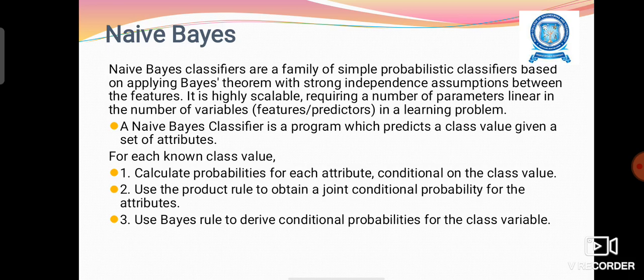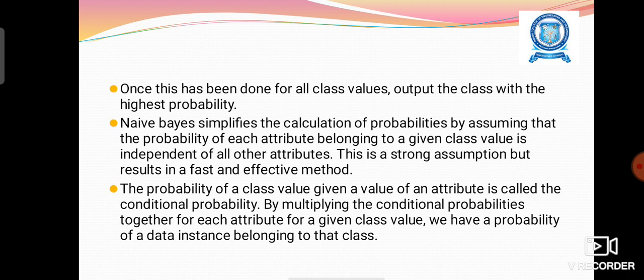For each known class value, it will calculate the probabilities of each attribute conditional on the class value, then use the product rule to obtain the joint conditional probability for the attributes, and use the Bayes rule to derive conditional probabilities for the class variable. Once this has been done for all the values, output the class with the highest probability.